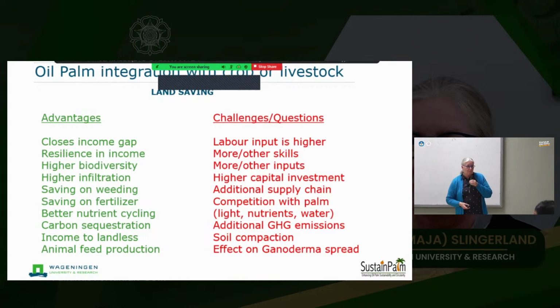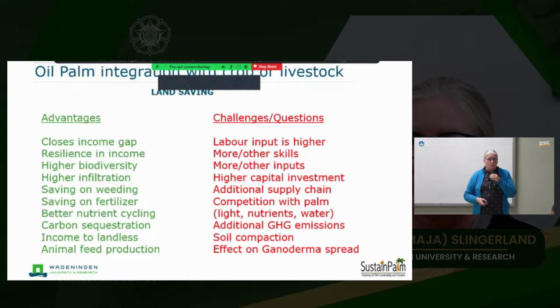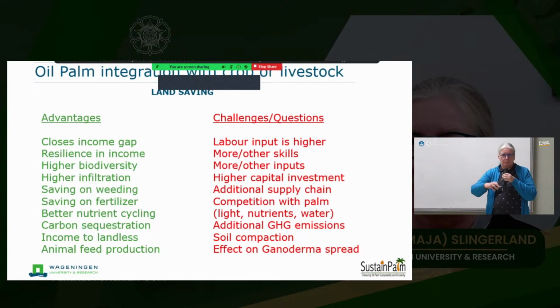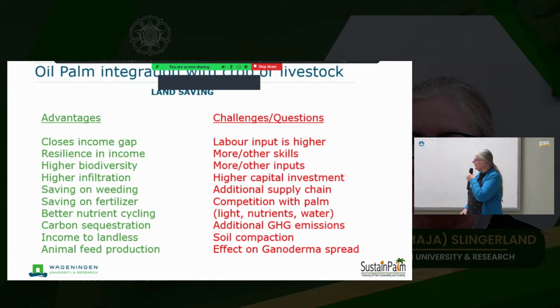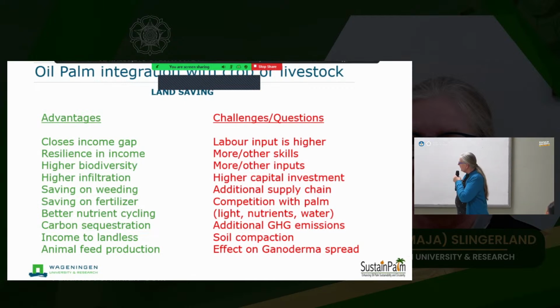Carbon sequestration. Is there more carbon in the field? Probably, if you don't have blanket spraying of herbicides so that you have bare soil, but you have biomass, you get more carbon in the field. And also if you have crops.